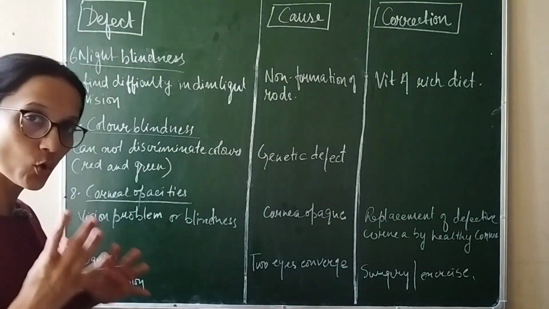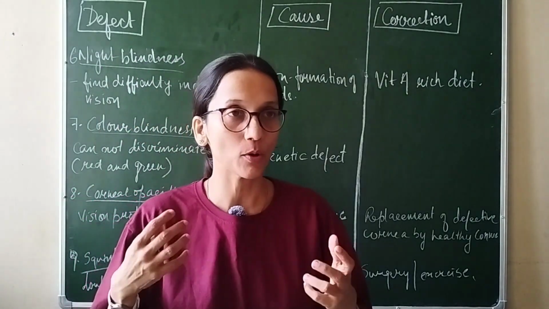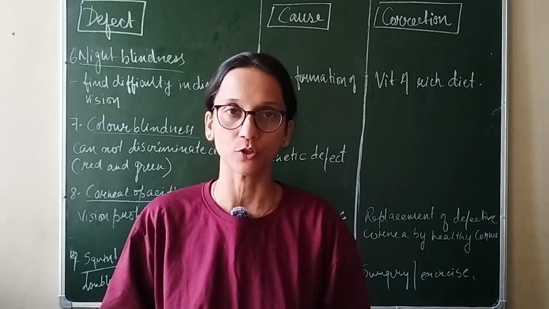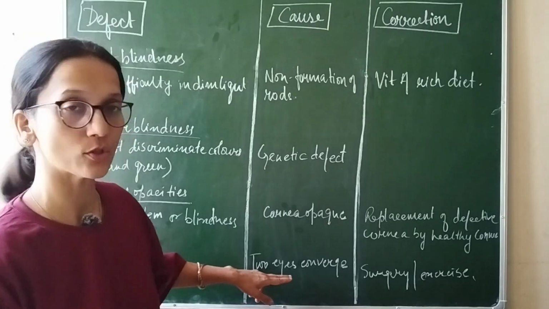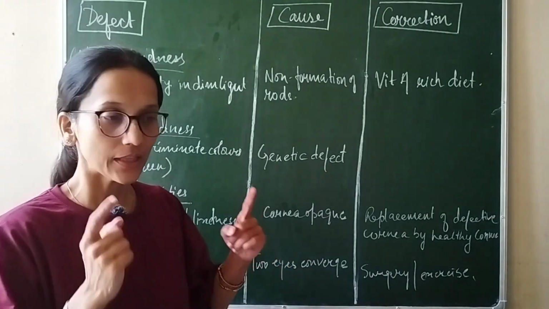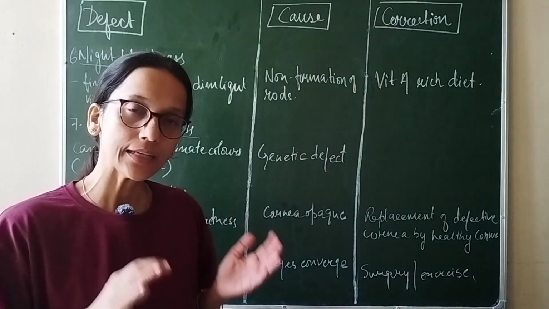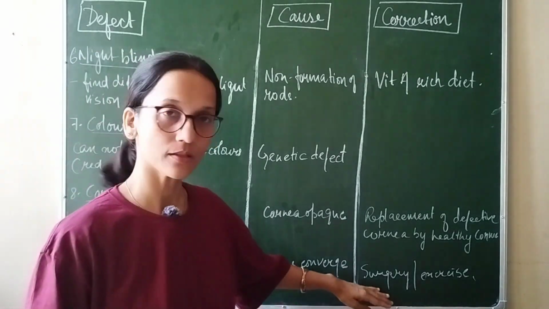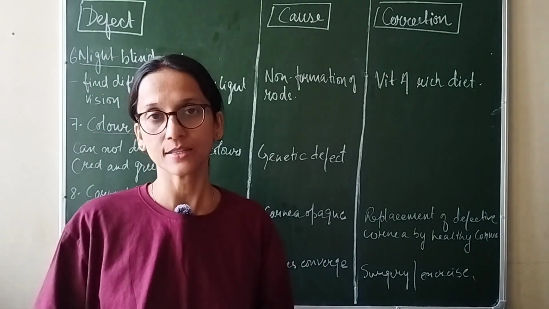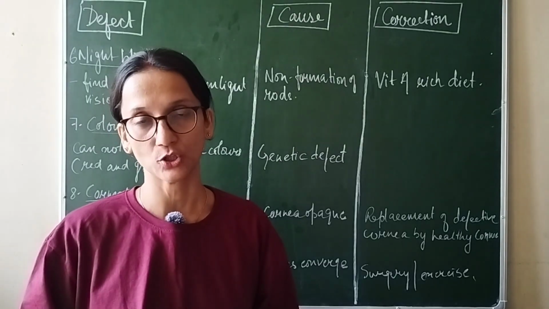The last one is squint. People who are squint have problems with vision. They usually suffer from double vision. Why is this? Because the eyeballs, the two eyes, they converge, as a result of which the vision becomes blurred or double. This can be again treated by a surgery or by simple exercises that also can give relief to the patient.